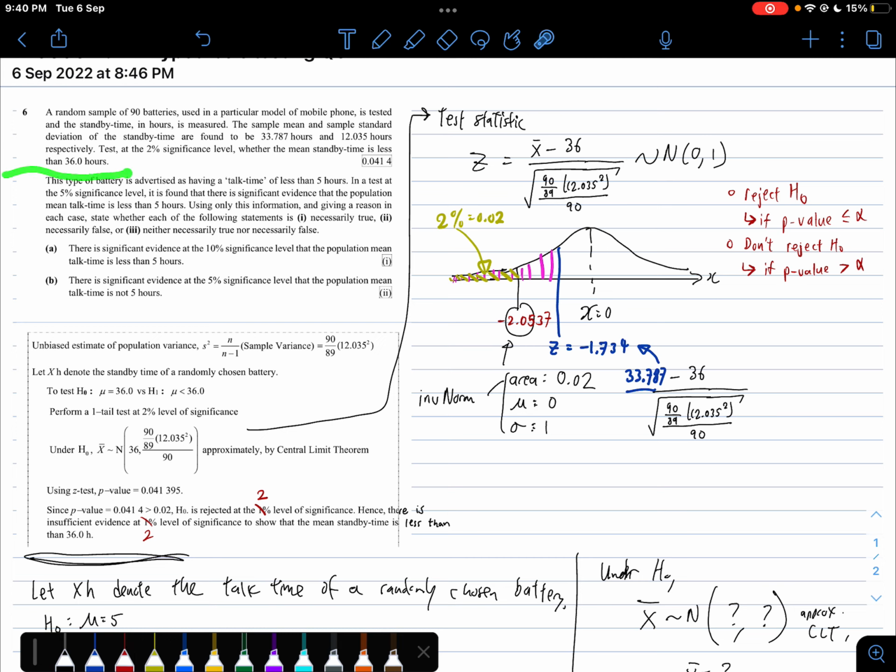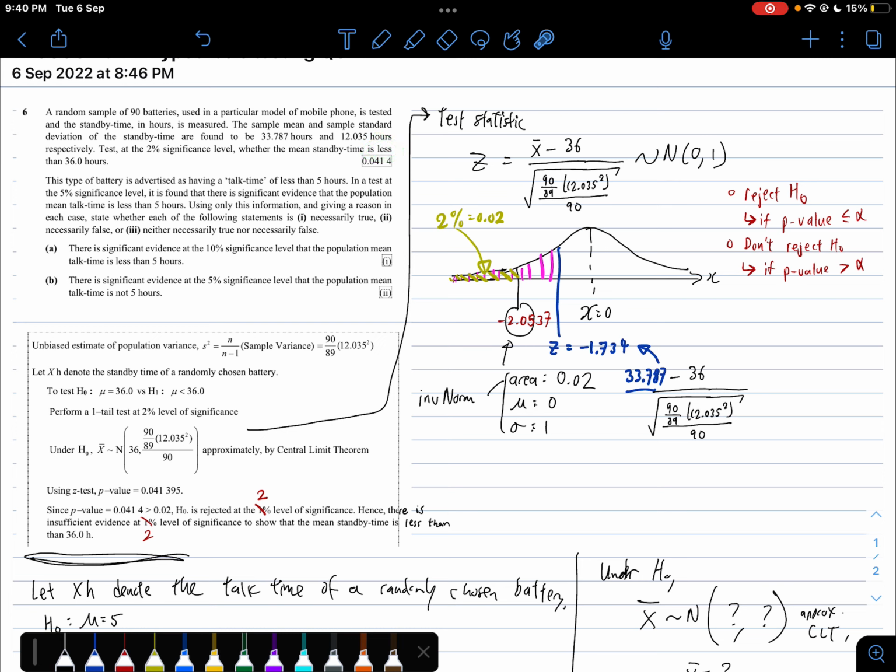Take note there's two parts of the question. One is standby time, one is talk time. For standby time, the standby time of the battery is measured in hours, and we obtain from that sample of 90 a sample mean and a sample standard deviation of 33.787 hours as well as 12.035 hours respectively. Now we want to test at a 100 alpha percent, 2% significance level, whether the mean standby time is less than 36.0. So less just tells you it's a one-tail test already.